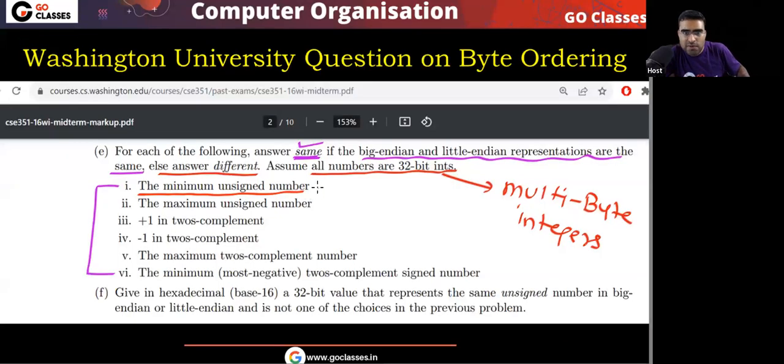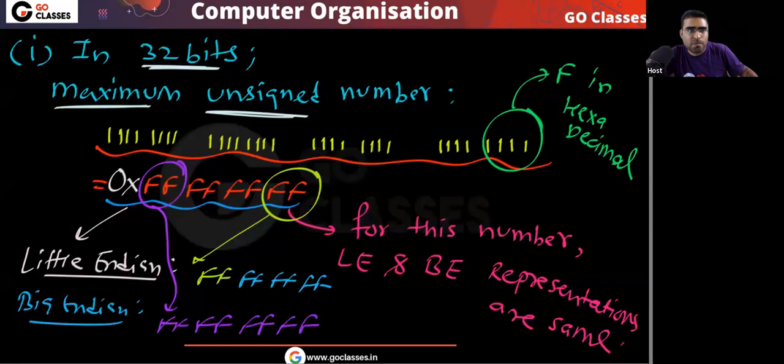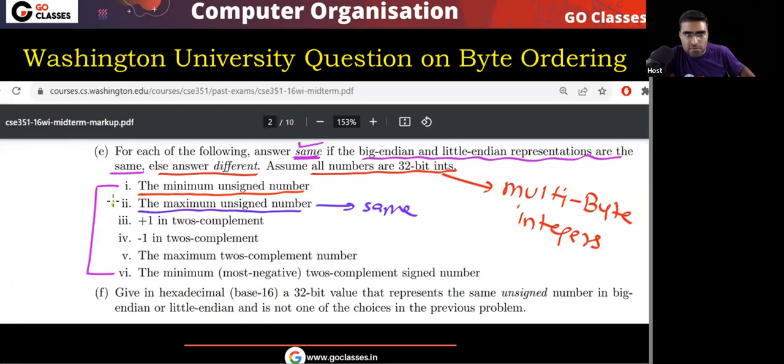So for this question, what will I say? I will say same. Little endian, big endian, both representations are the same. What about the answer for the next? Sorry, actually, we have done the second part, right? We have done the maximum unsigned number. We have done part 2. Is this clear? Now let's do part 1. So this part 2 is done. Remember, that is the maximum unsigned number.